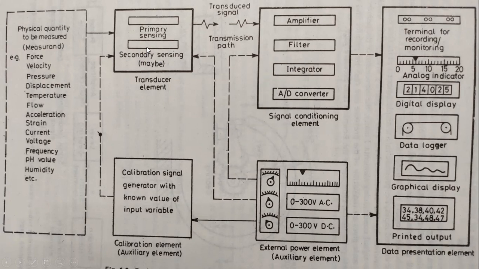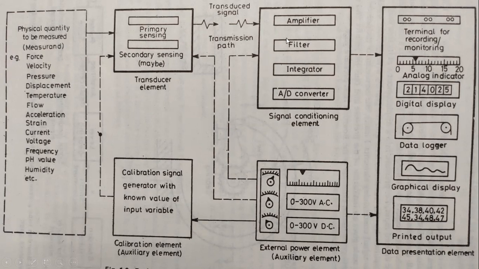Basically, the basic functional elements are those that are integral parts of all instruments. These are typically the transducer element, which senses and converts the desired input to a more convenient and practicable form to be handled by the measurement system. Then this signal goes to the signal conditioning element.